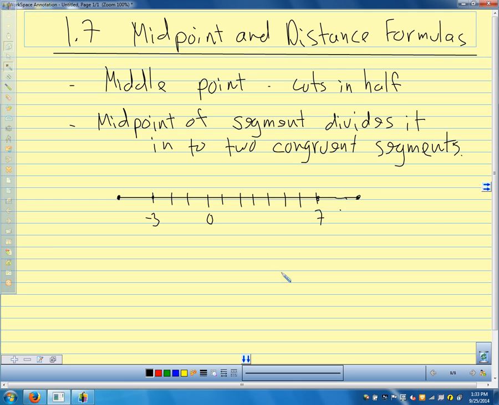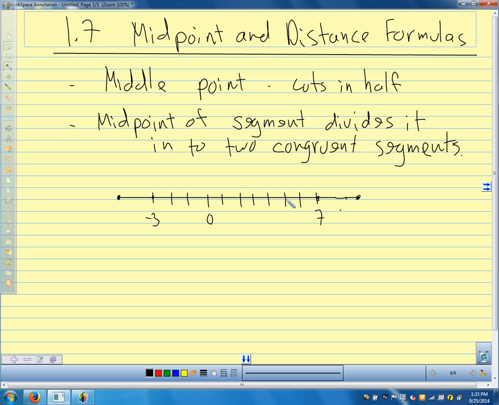Add it up and divide by 2. So do we add 3, or do we add 7 and -3? First thing we're doing is figure out how much space is between these two. So how many spaces are between these two? 10 spaces. We divide that in half and we get 5. So does that tell us our midpoint is here at 5?